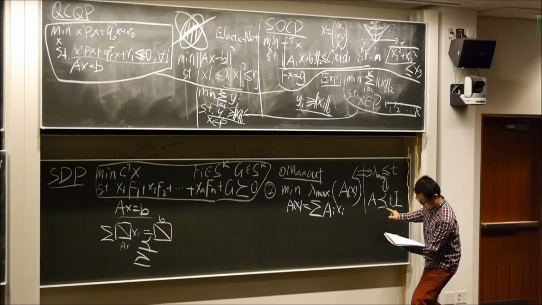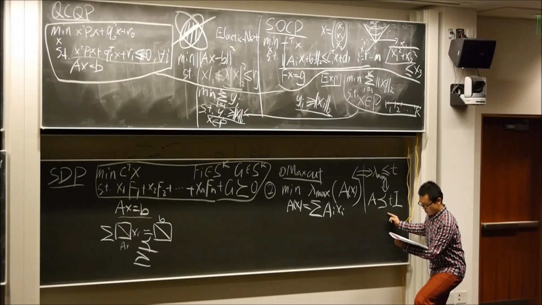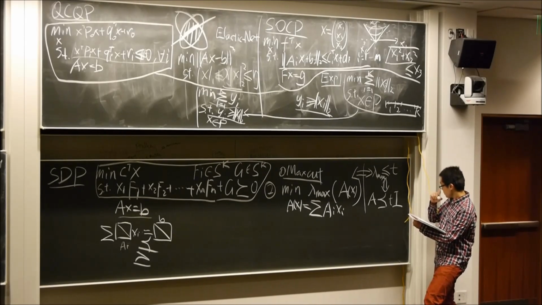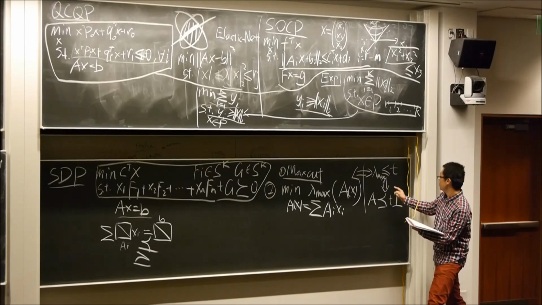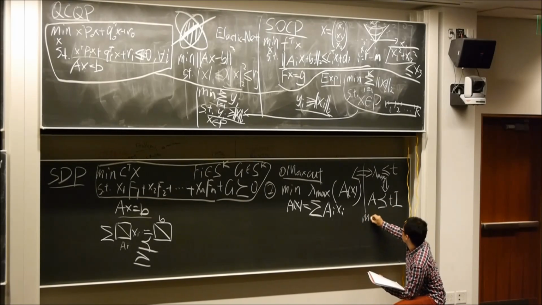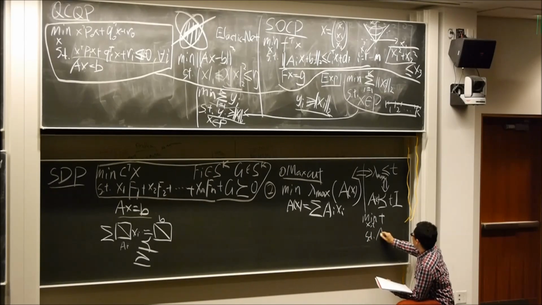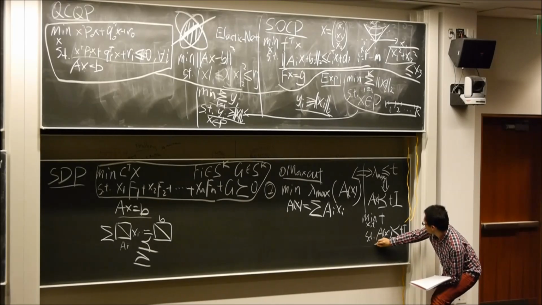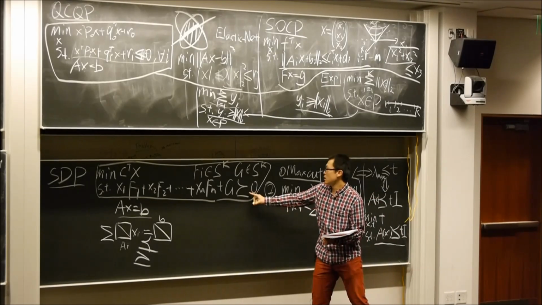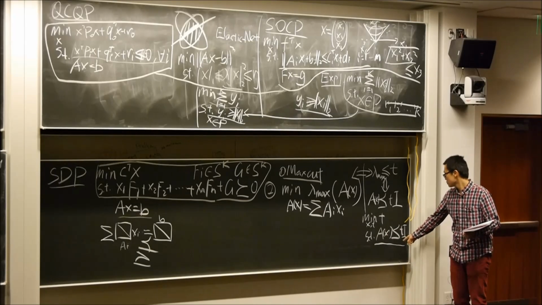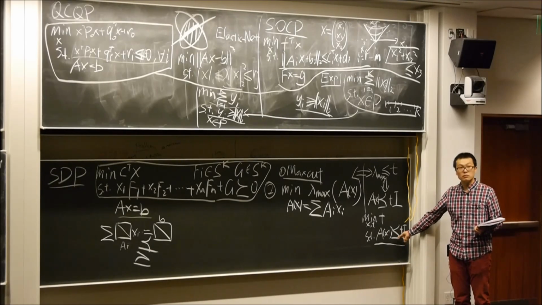So after we have that, we'll be able to rewrite the program as minimizing t over x and t subject to t times identity minus A(x) being positive semi-definite. And this is exactly an LMI form.